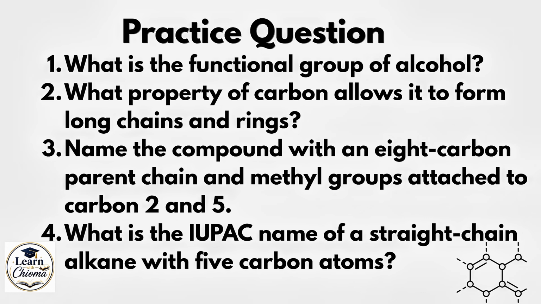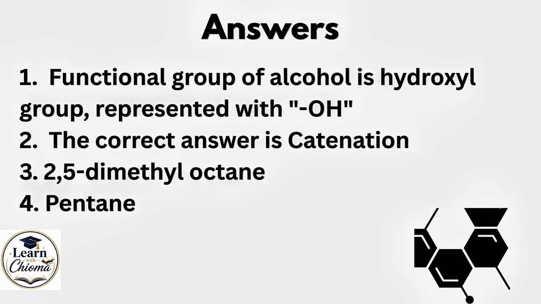1. The functional group of alcohol is the hydroxyl group OH. 2. Catenation. 3. 2,5-dimethyl-octane. 4. 5 has the root name, pent, and from the question, it's an alkane family. So therefore, the answer is pentane. Let's check your answers. Question 1. The functional group in alcohol is the hydroxyl group, represented as OH. Question 2. The correct answer is catenation. Question 3. The correct IUPAC name is 2,5-dimethyl-octane. Question 4. The correct answer is pentane.